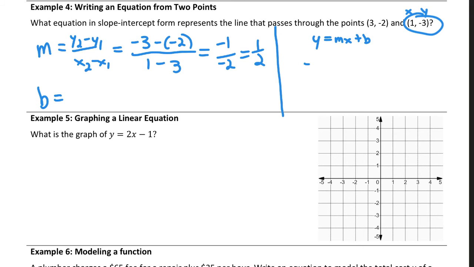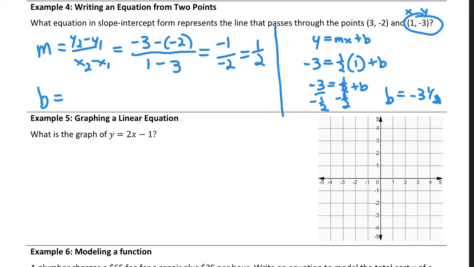So y is -3, the y value of the point. We know the slope is 1/2. We know x is 1. We don't know what b is yet. So we can solve this equation. -3 equals 1/2 plus b. If I subtract 1/2 from both sides, that's going to be b is -3.5. So -3 and 1/2.